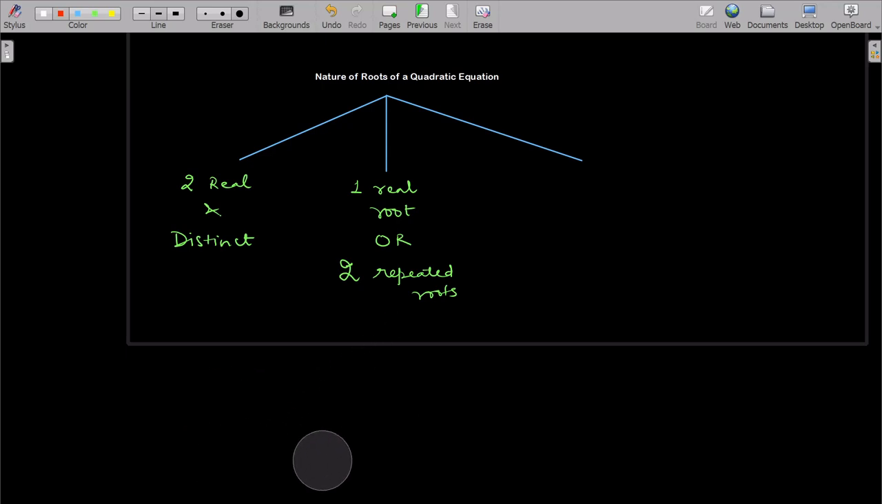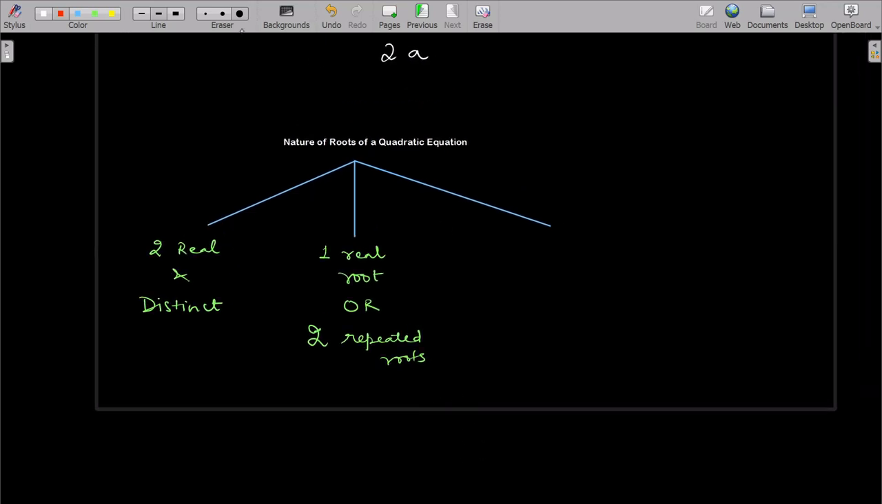That's the second case. And the third case is, can you guess? Zero roots. Zero real roots. Yes, zero real roots, or we say imaginary roots, or we say the roots will be complex numbers, okay?